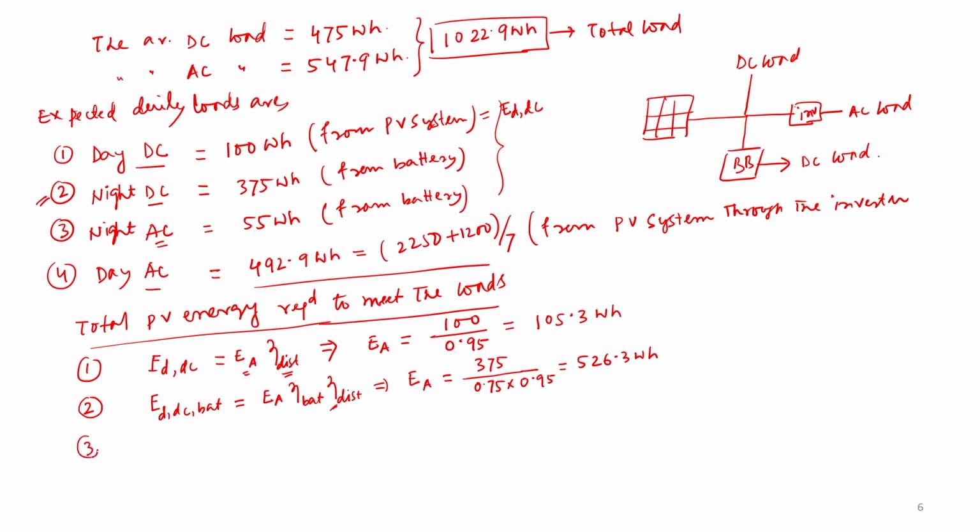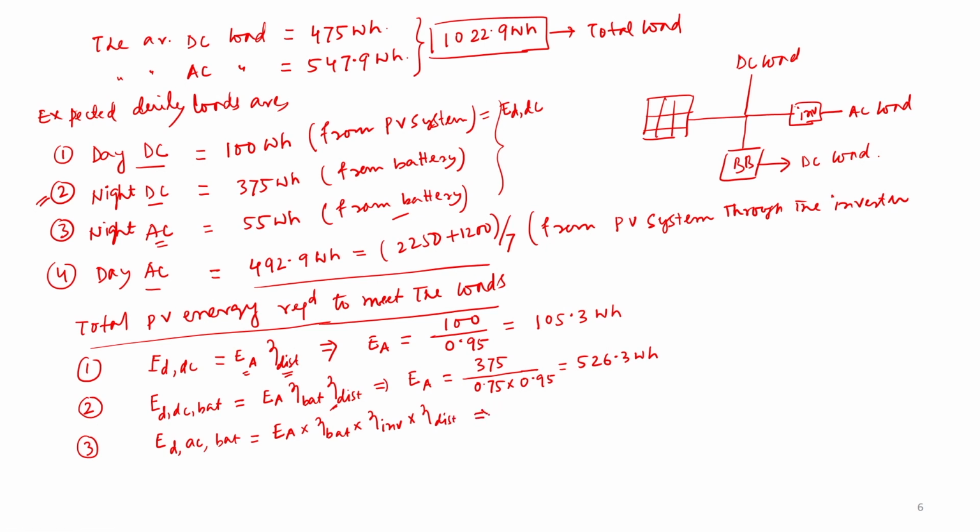And for the third load, it is at night. It will be E D AC at night, and this will come from battery. So, this will be something like E A times battery efficiency multiplied by inverter efficiency because it is AC, and then distribution efficiency will be there.